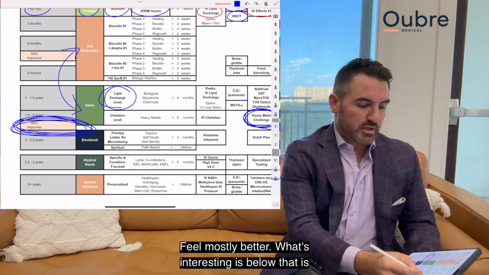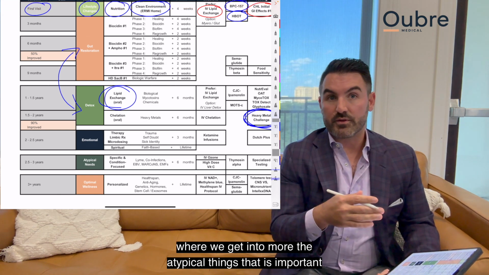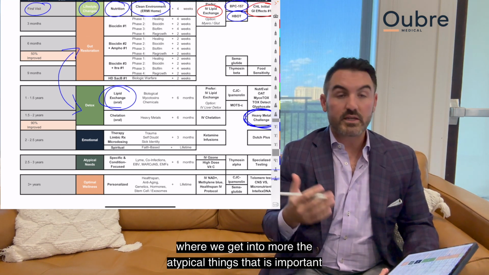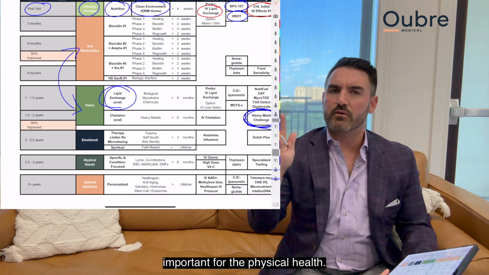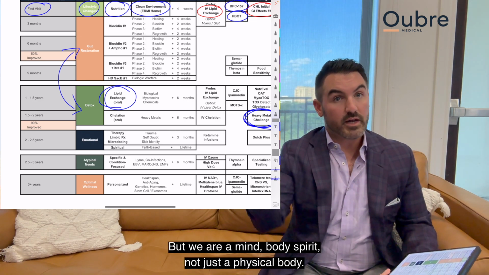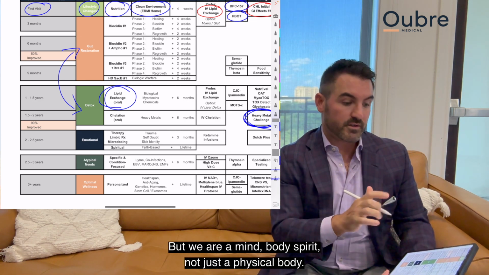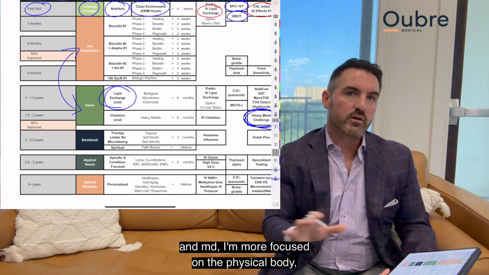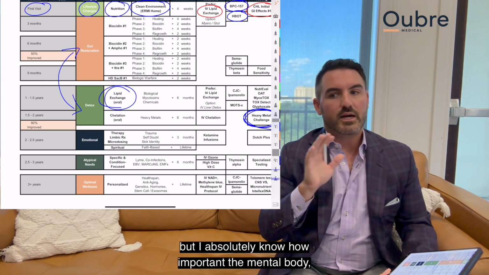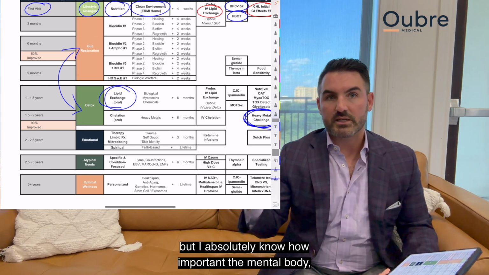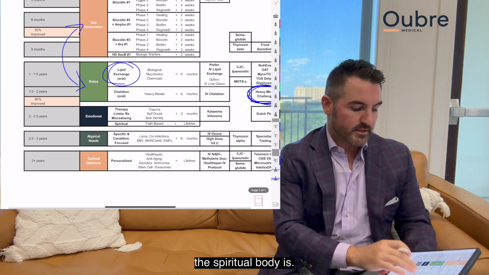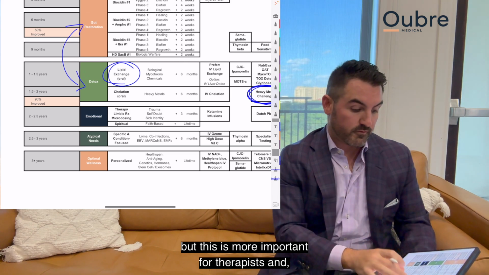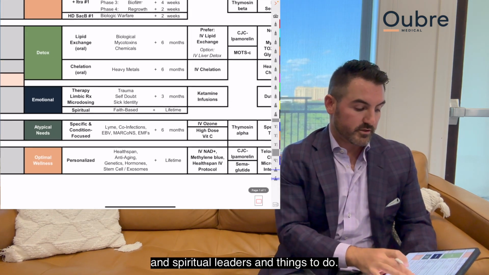What's interesting is below that is where we get into more the atypical things that is important for life, but not necessarily important for the physical health. But we are a mind, body, spirit, not just a physical body. So as a functional medicine doctor and MD, I'm more focused on the physical body, but I absolutely know how important the mental body, the spiritual body is. And so we do some work here, but this is more important for therapists and spiritual leaders and things to do.